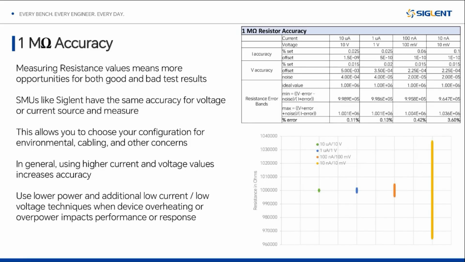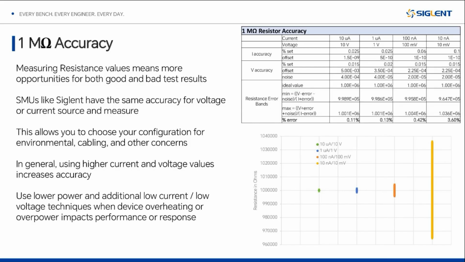So it's always important to use the right current and voltage settings to get the accuracy you need. One other interesting thing about most of these source measure units is that they tend to have the same accuracy on the source side as the measure side. So if you're sourcing current, whatever that current accuracy is is probably very close to the current measurement accuracy on the same device.